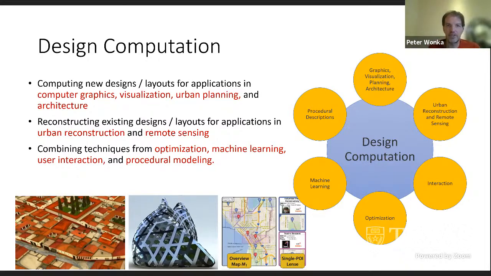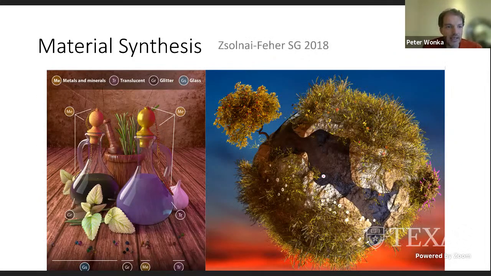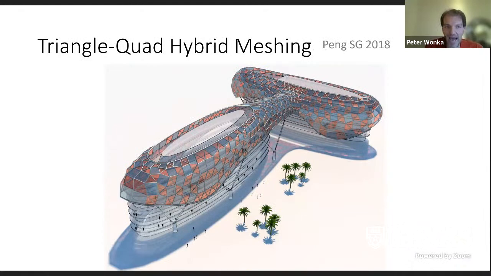So for example, in 2018, there were like 3 papers at SIGGRAPH, which was up until that time the major venue for publications in this area. There was a paper about material modeling, material synthesis. We had a paper about hybrid triangle and quad mesh design, which you see, this is the outer skin of this building that consists of triangular and quad panels.